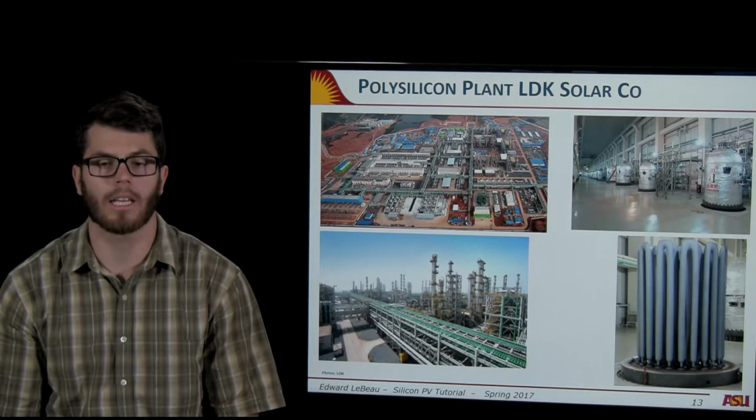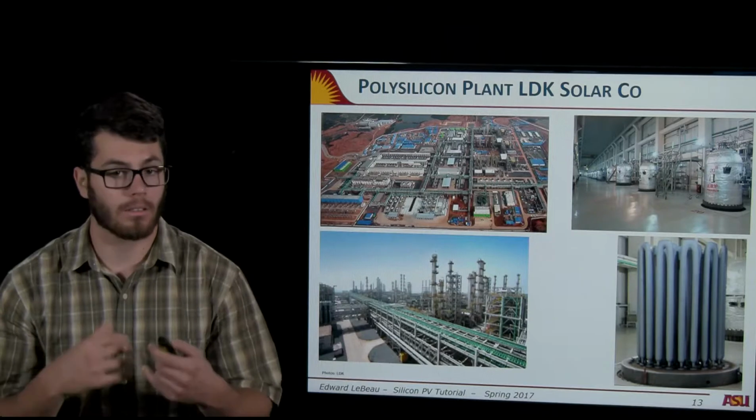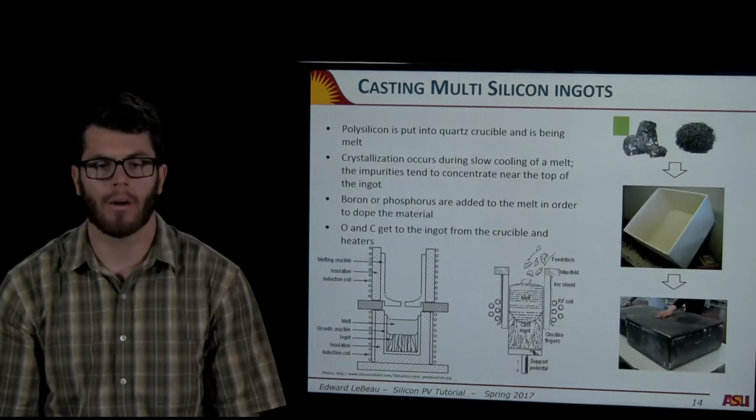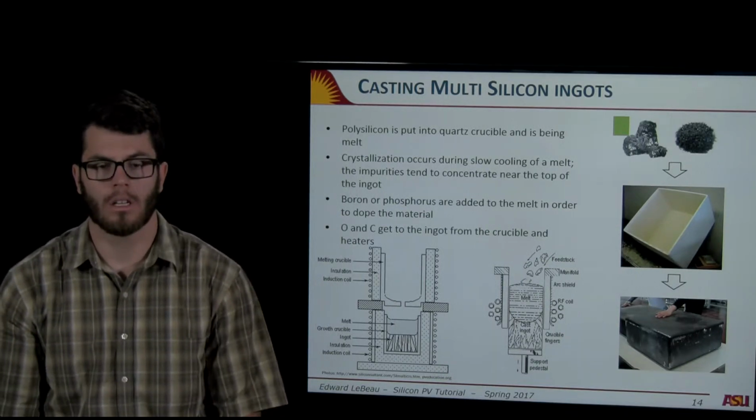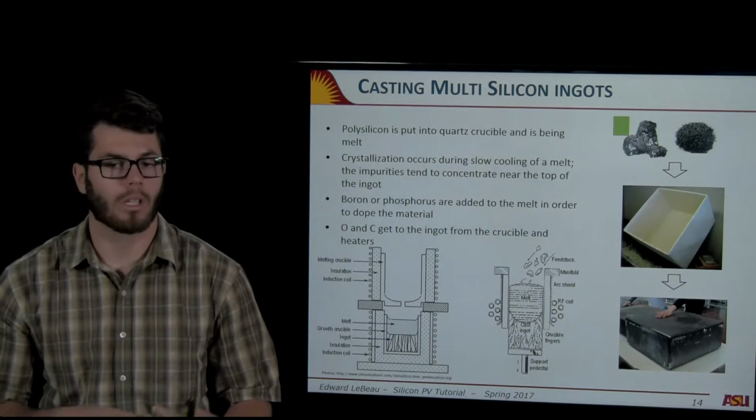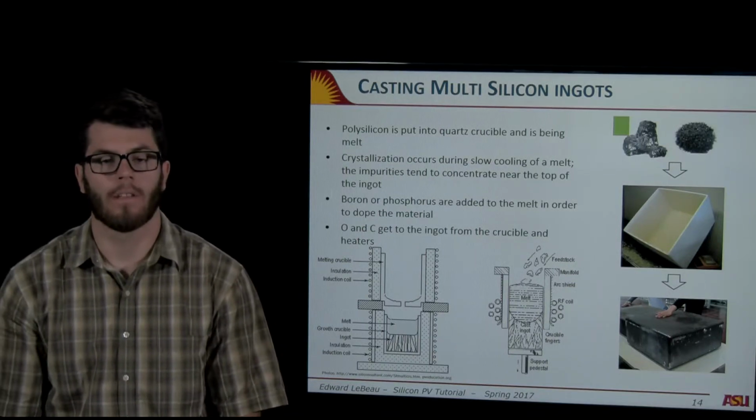And here's an example of a polysilicon plant. This is LDK Solar Company. It's based in China, and it obviously looks huge, right? But this is for industry-level production, so massive amounts. And now we have pure silicon. Awesome, right? A lot of hard work, pure silicon. So what's next? First we'll talk about what's next for polysilicon.